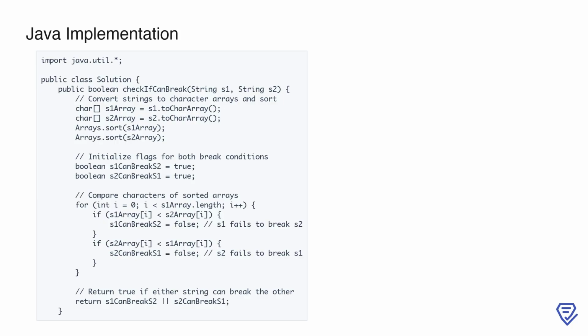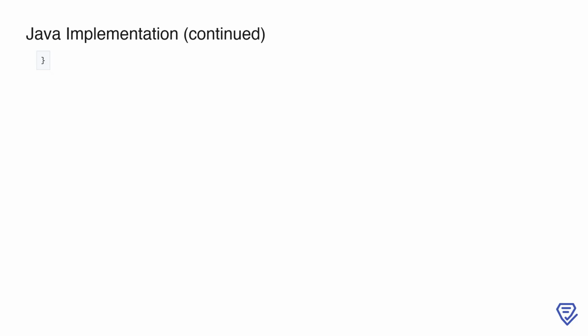Similarly, if a character in S2 array is less than the corresponding character in S1 array, we set S2 can break S1 to false. This logic ensures that we only allow a break condition if one string consistently dominates the other across all characters. Finally, after the loop completes, we return the result of S1 can break S2 or S2 can break S1. This means the method will return true if at least one of the flags remains true, indicating that one string can break the other. If neither flag is true, the method will return false, meaning no break condition is satisfied.